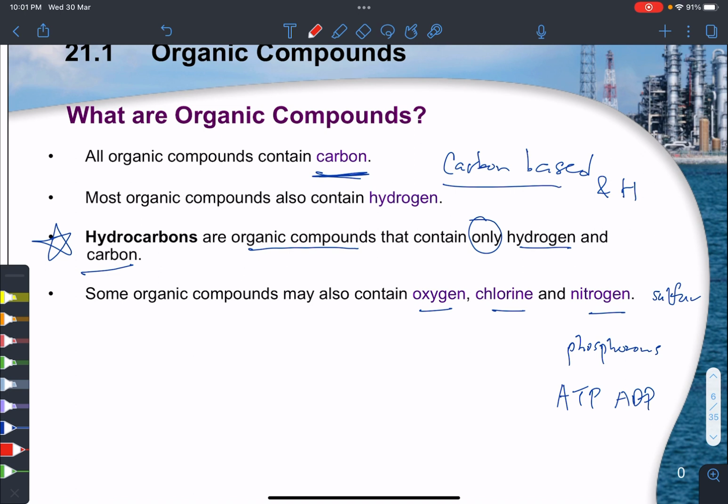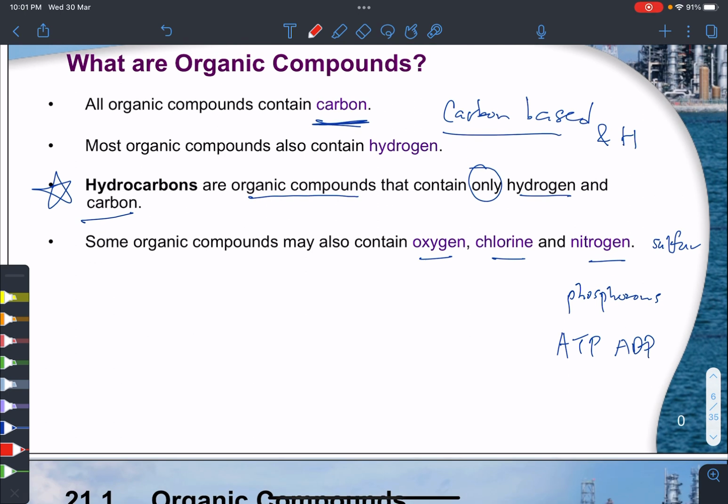It means that it must contain carbon, hydrogen. Sometimes it contains O, Cl, P, N. So it must be carbon based. That's why perhaps you've heard of this word, carbon based.